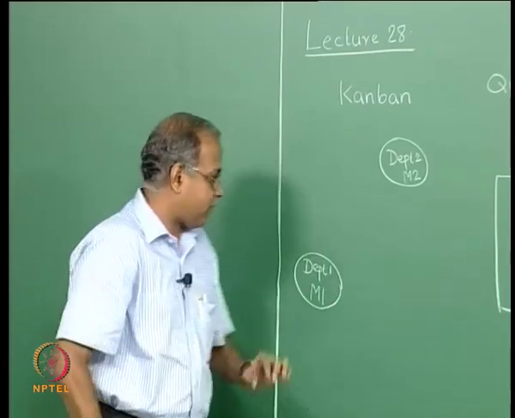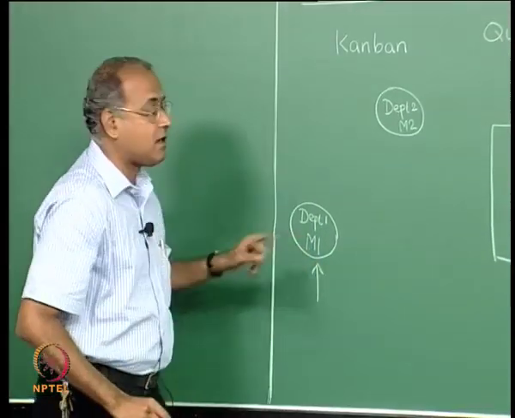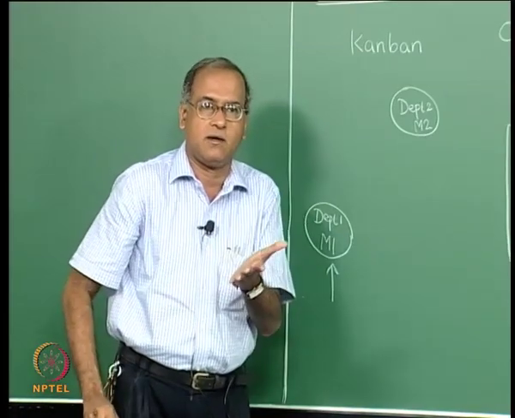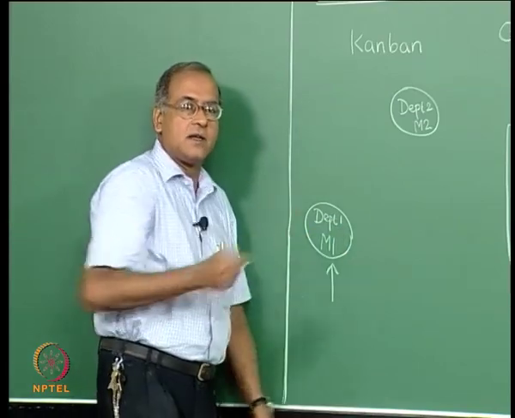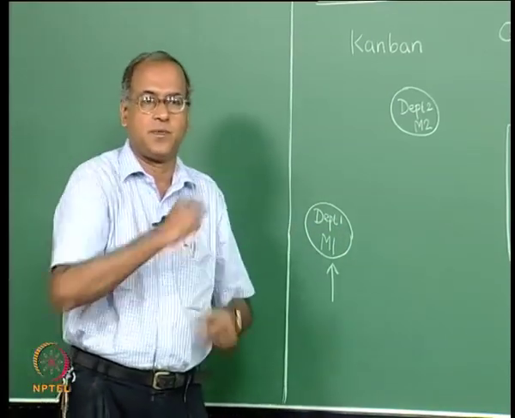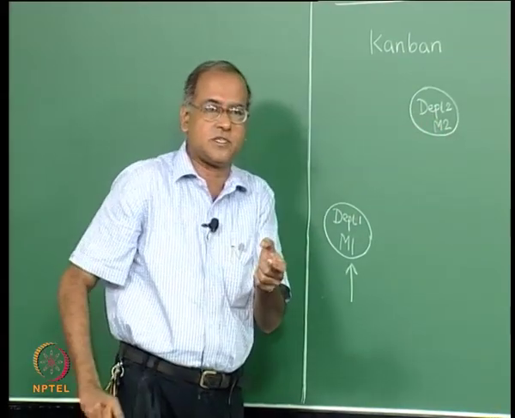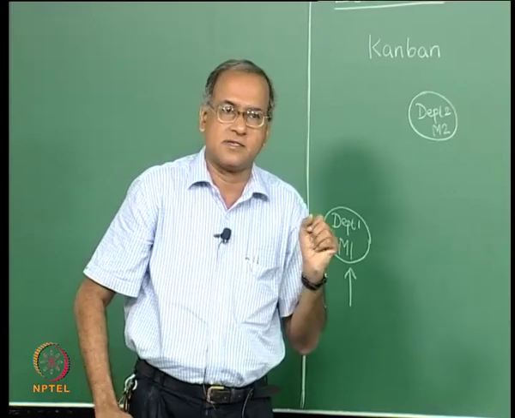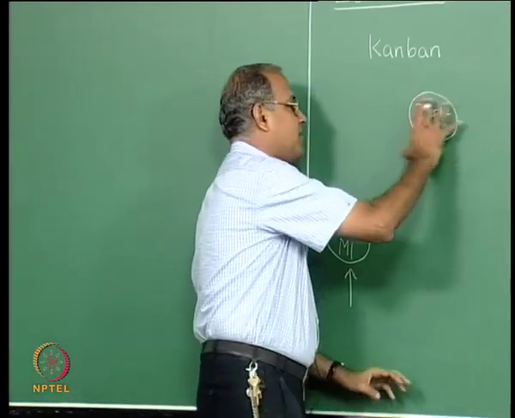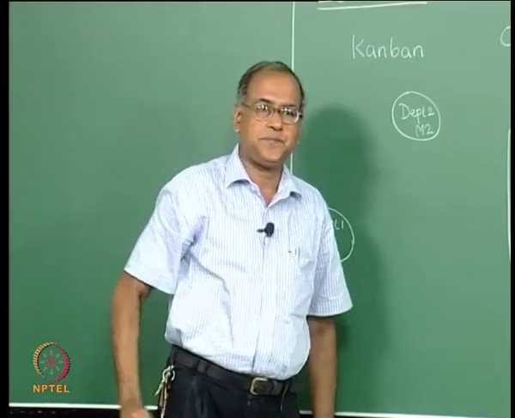So, if a product comes here and for some reason this particular M1 machine is not working, there would always be another M1 machine, or another machine of the M1 type, which can handle this. In the same way, there will be another M2 machine that will handle this, because this department has machines of the M2 type.